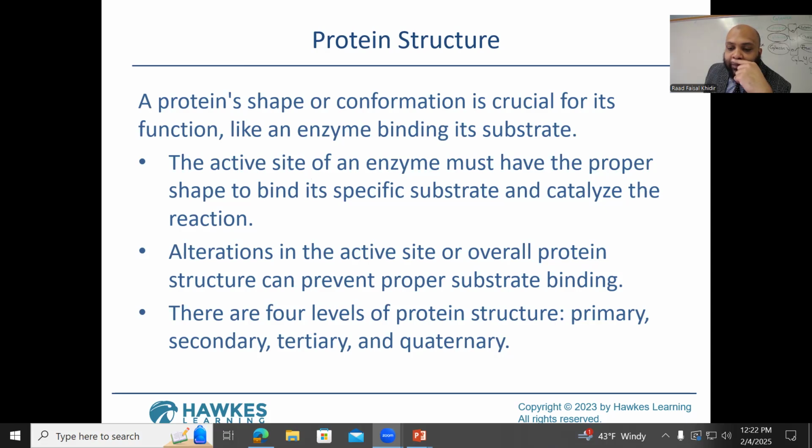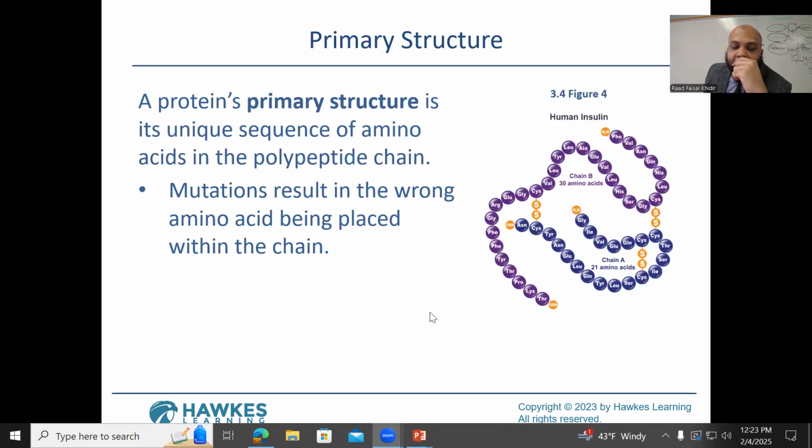And there are 4 levels of protein structure. There's the primary, secondary, tertiary, and quaternary structure. A protein's primary structure is its unique sequence of amino acids in the polypeptide chain. Mutations result in the wrong amino acid being placed within the chain.